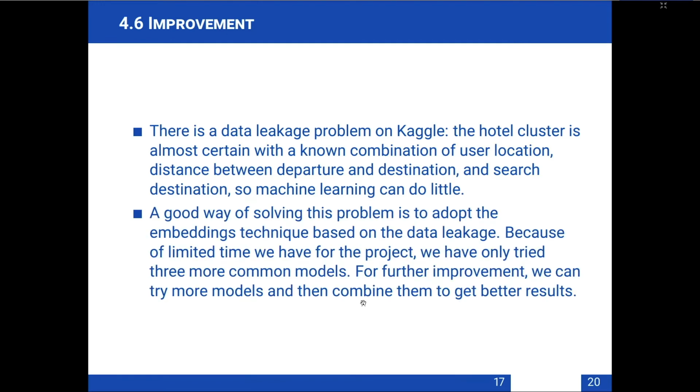There is a data leakage problem on Kaggle. The hotel cluster is almost certain with the known combination of user location, distance between departure and the destination, and the search destination, so machine learning can do little. A good way of solving this problem is to adopt the embedding technique based on the data leakage. Because of the limited time we have for the project, we have only tried three more common models. For further improvement, we can train more models and then combine them to get better results.